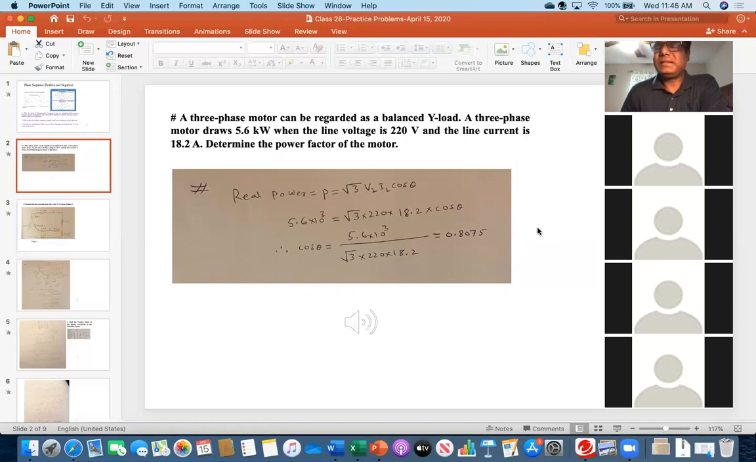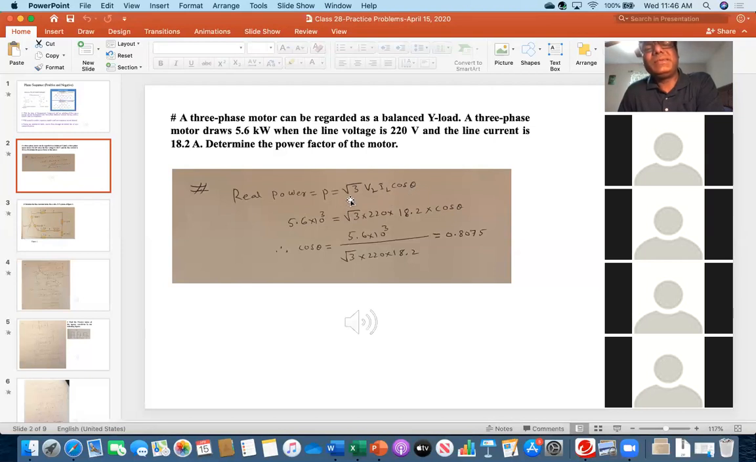So everybody is fine? This is a simple problem, the easiest problem. I just wanted to show you the application of this equation. Everybody just keep in mind it is root 3 VL IL cos theta, not 3 VL IL cos theta. Many times in my past experience, students make mistakes. They use VL IL cosine theta properly, but then they put 3 there. That is wrong. Keep in mind it is root 3. Even the reactive power Q is root 3 VL IL sine theta.